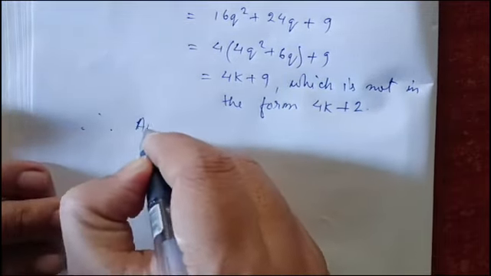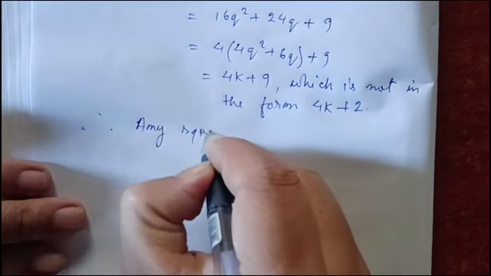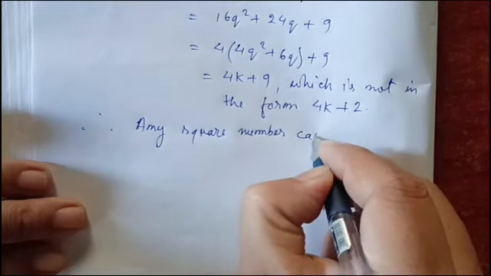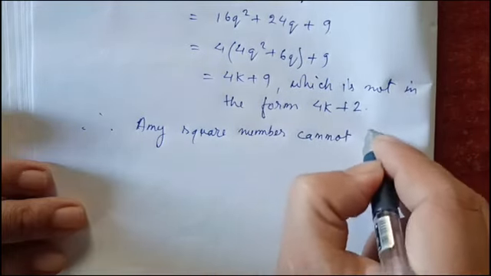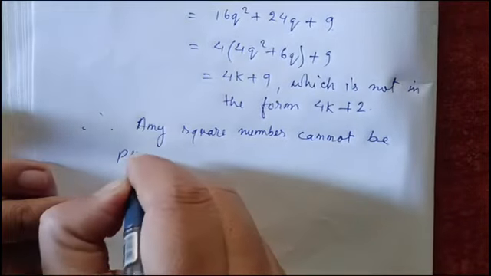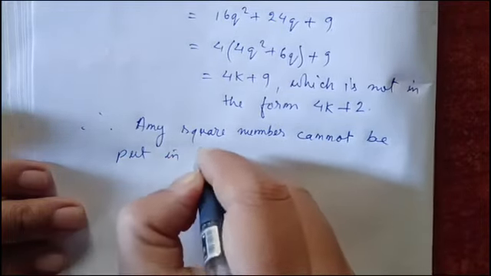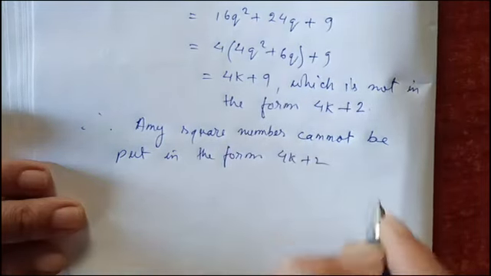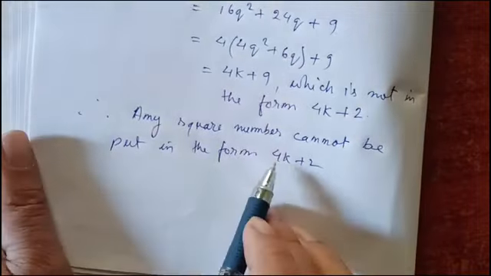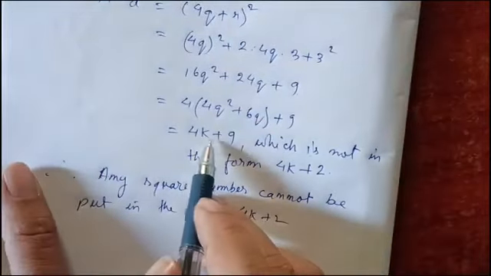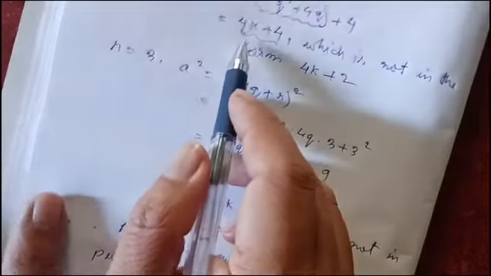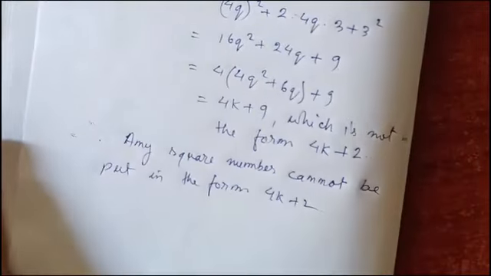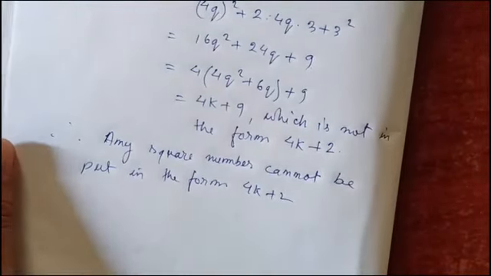Therefore, any square number cannot be put in the form 4k plus 2, right? So we cannot put it in the form 4k plus 2. Look, we did not get 4k plus 2. Here also we did not get 4k plus 2. Clear, right? Okay, so let us go to the next question.